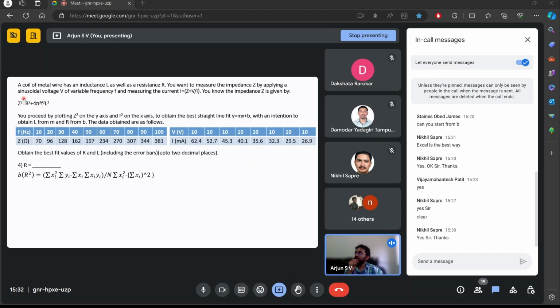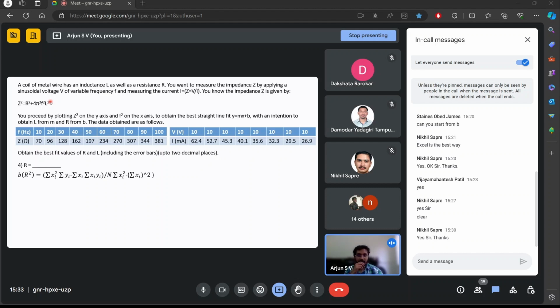So in this relationship, you can find that Y is, if you consider Z square as Y, R square as B, and then F square as X, 4 pi square L square will be your M. So we have this formula, Y is equal to mx plus B.